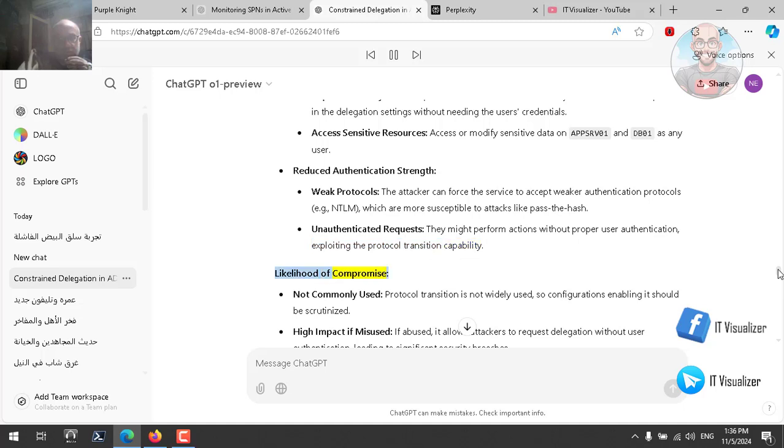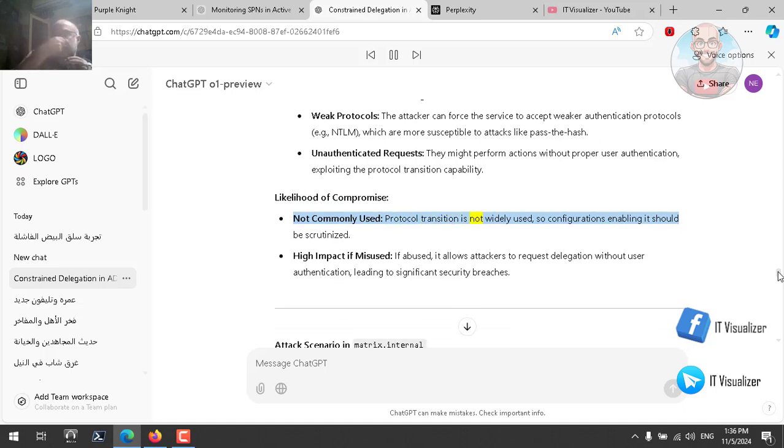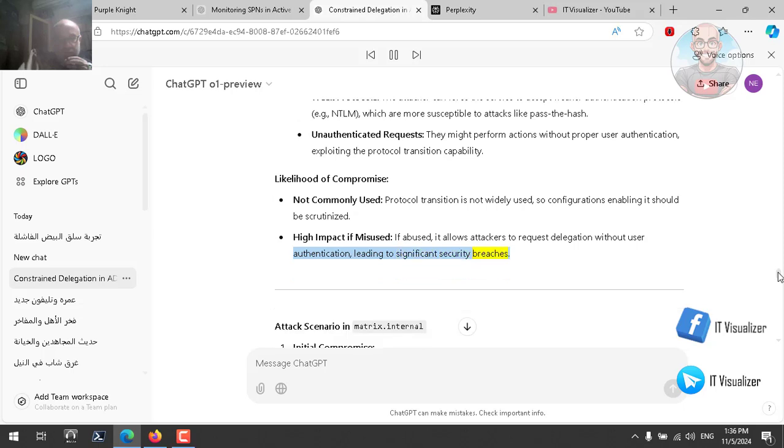Likelihood of compromise. Not commonly used: protocol transition is not widely used, so configurations enabling it should be scrutinized. High impact if misused: if abused, it allows attackers to request delegation without user authentication, leading to significant security breaches.